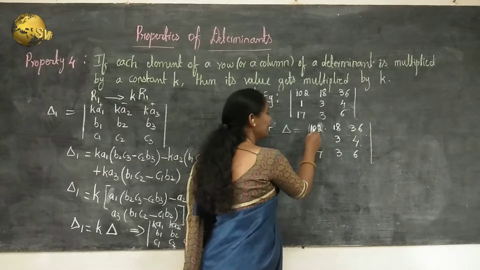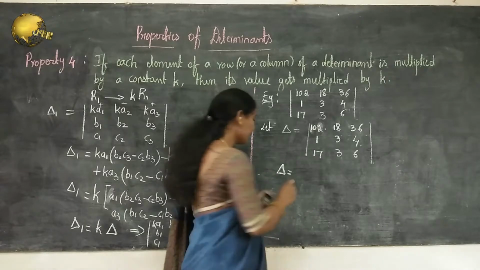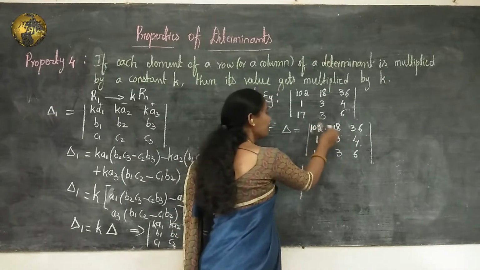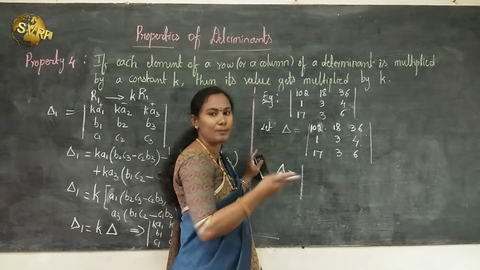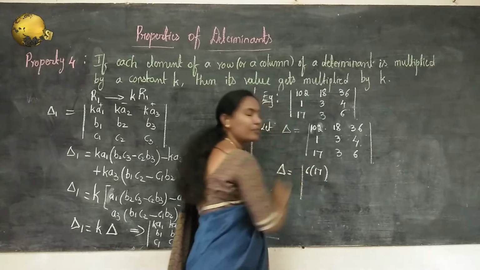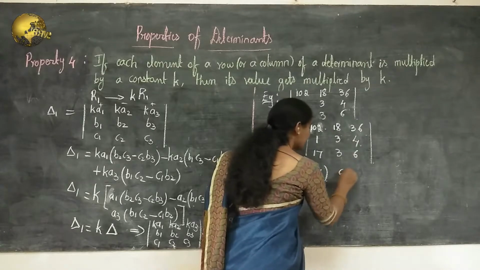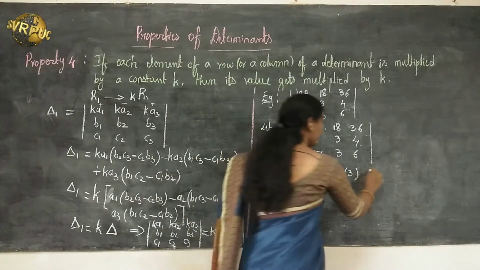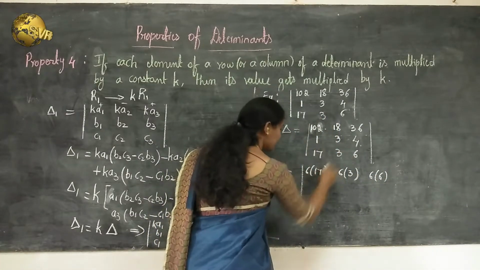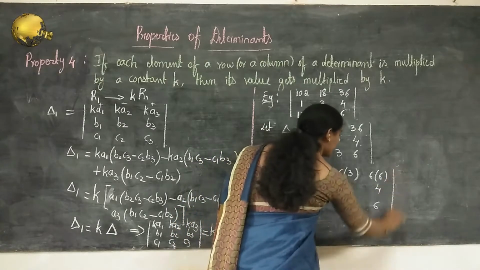We can split these numbers and write them as multiples of some numbers, and we can take a common factor. Let me see if it is possible or not. 102, 18, 36. The highest numbers I split and write as multiples of some number. So I write 6 into 17, since 6 17s are 102, and here 6 3s are 18, 6 6s are 36. The remaining rows I write as they are: 1, 3, 4 and 17, 3, 6.